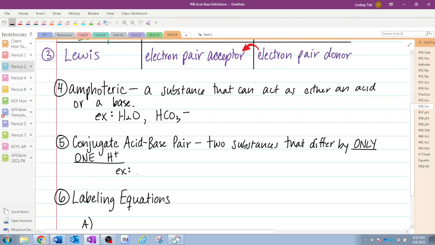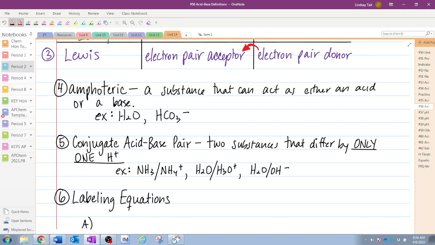So, giving you some examples of that. NH3, NH4 plus. You see how the only difference is one hydrogen ion? They both have a single nitrogen, but we have 3 hydrogens versus 4 hydrogens. That's a conjugate acid-base pair. We could also do water and hydronium. They both have one oxygen. One has 2 hydrogens, the other has 3. We could also do water and hydroxide, because they still both have one oxygen, but now we have 2 hydrogens versus 1 hydrogen. They only differ by a single hydrogen.